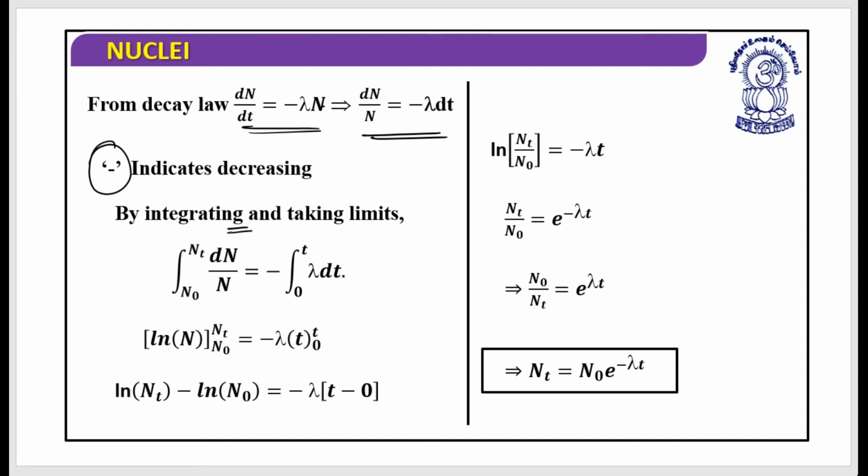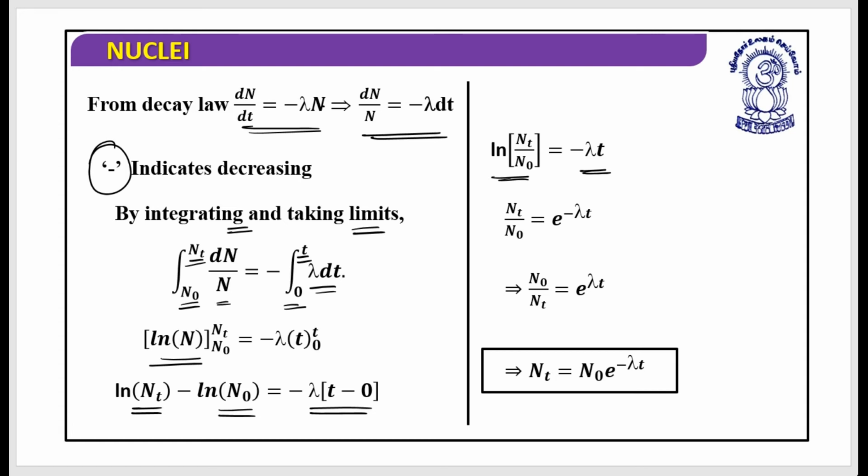So if I integrate and take the limits, this is equal to the integration of dn by n minus the integration of lambda dt. At time 0 the number of samples is n naught; at time t it is n of t. So the integration of dn by n is ln n from n naught to nt, minus lambda t from 0 to t. So this is ln nt minus ln n naught, which is equal to minus lambda t. So ln of nt by n naught is equal to minus lambda t.